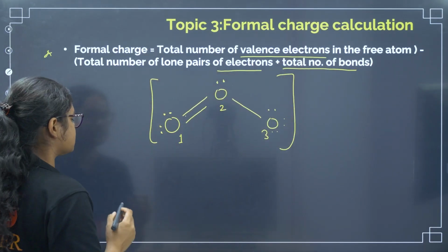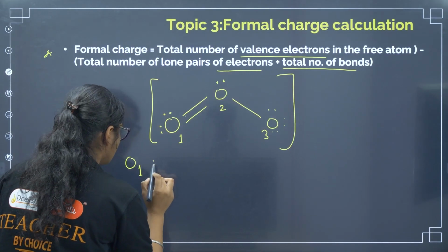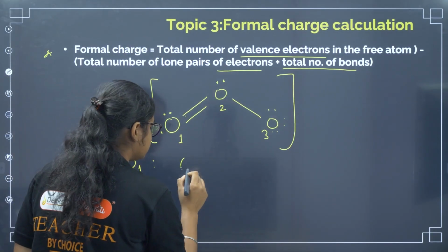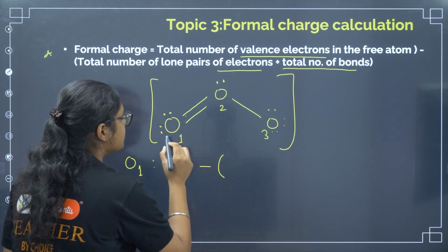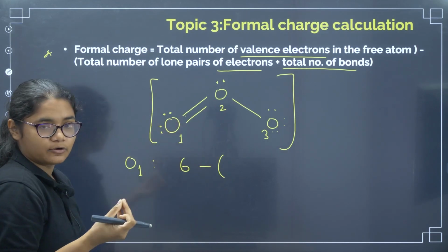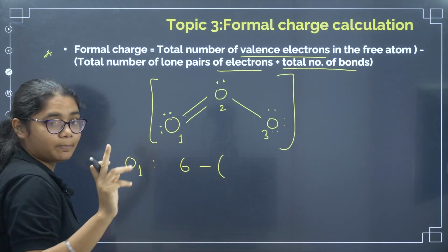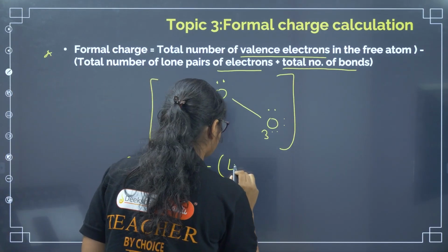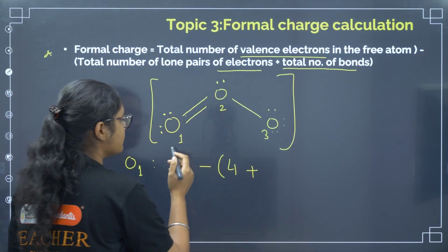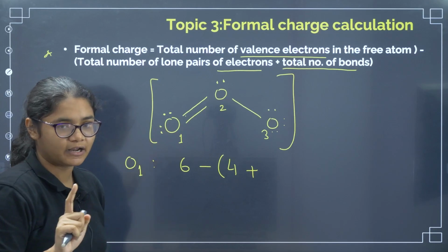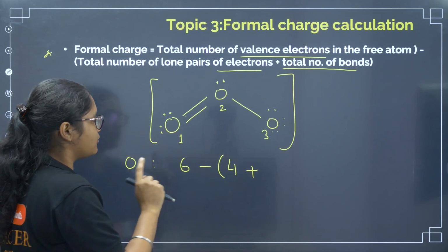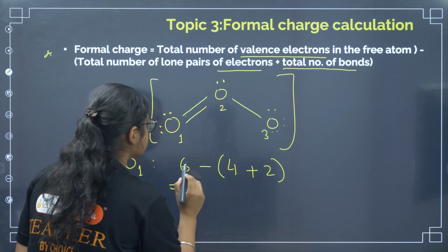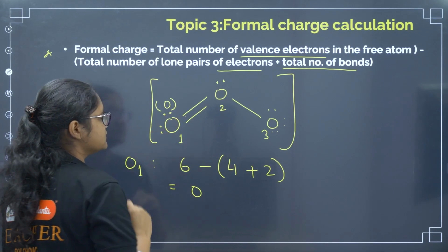Now we will do it for O1. Oxygen has how many valence electrons? 6, right? So it will be 6 minus, then you see how many lone pair electrons are there. 1, 2, 3, 4, not pairs. How many electrons you have to calculate? So 6 minus 4. Then here we have how many bonds, not bond pair electrons, only bonds. We have 2 bonds, right? So this one we will get 0. So the formal charge of this oxygen is 0.